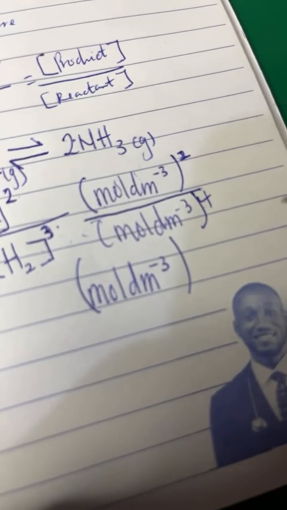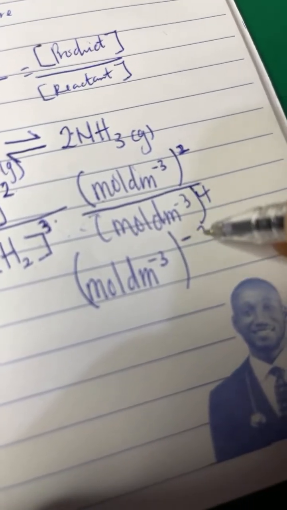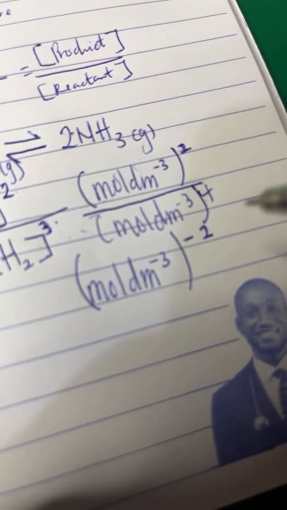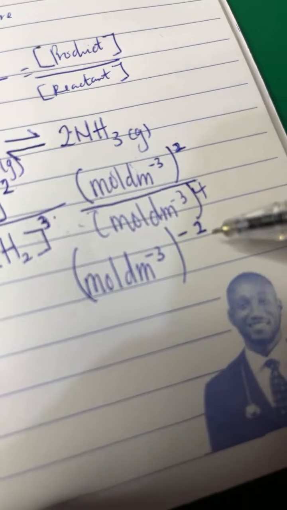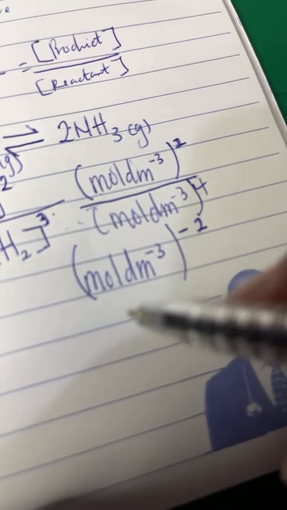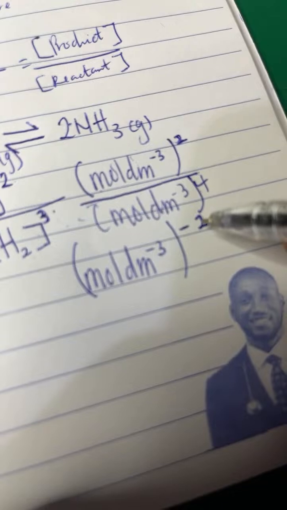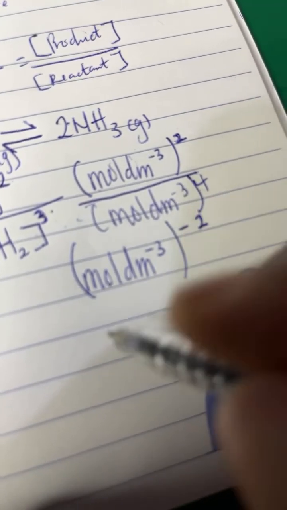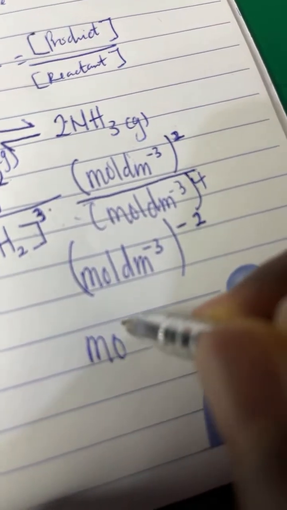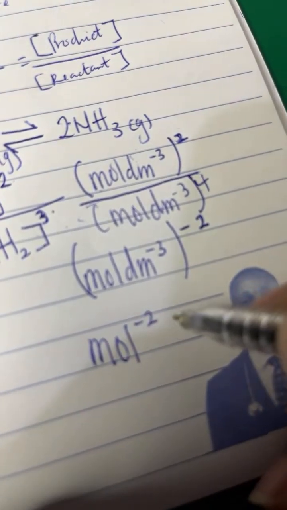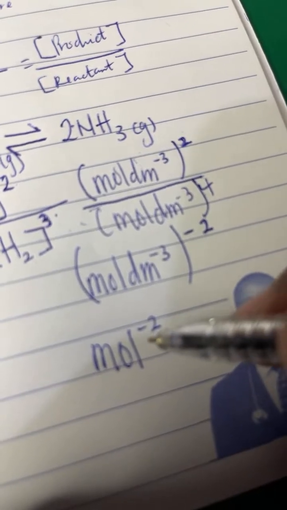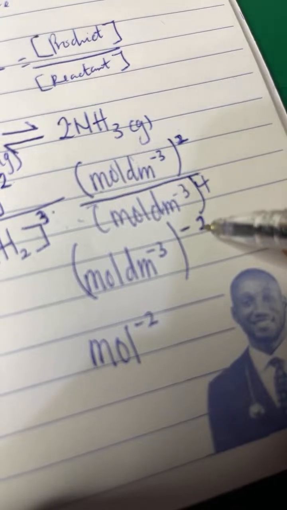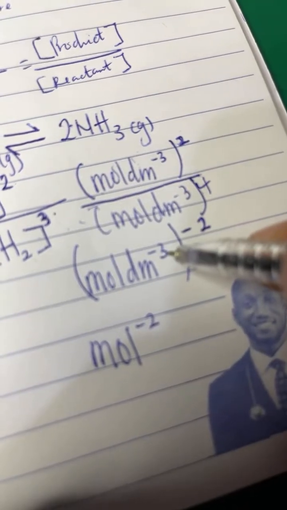2 minus 4 will give you minus 2. Let's use this minus 2 to open our brackets. If minus 2 multiplies our mole, you are going to have mole raised to the power minus 2, per mole squared. Then minus 2 times minus 3.